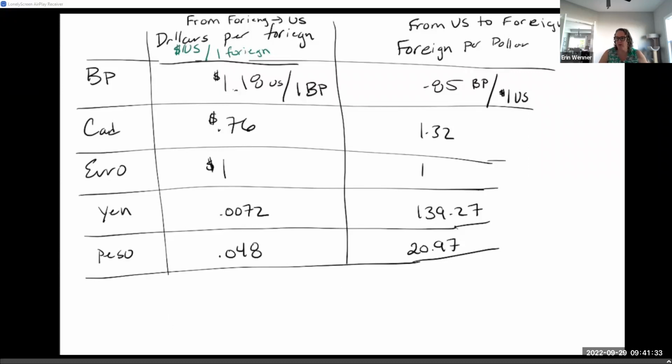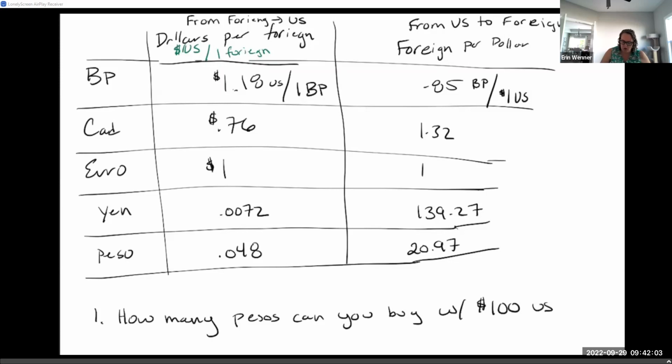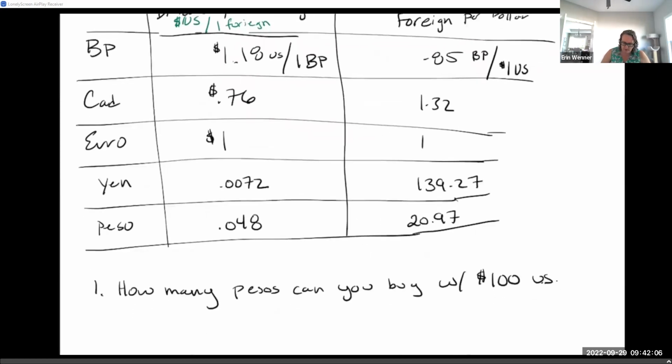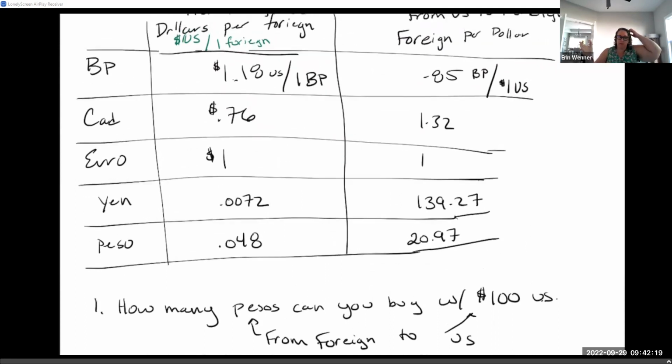So how do we use this? Number one says, how many pesos can you buy with $100? And that $100 is a US amount, right? So when we think about this, we're going from foreign to US. So knowing that we're starting with a foreign currency, we want to convert it to a US currency.